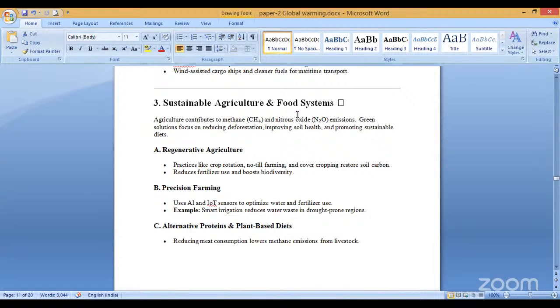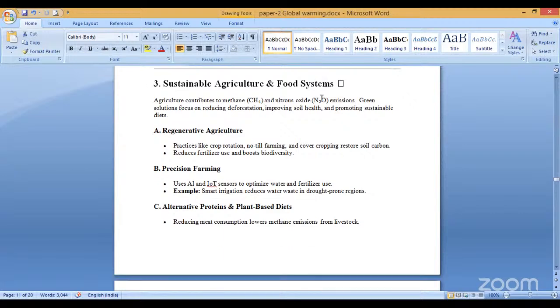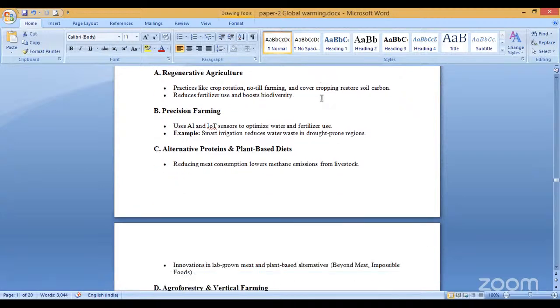Regenerative agriculture practices like crop rotation, no-till farming, and cover cropping restore soil carbon, reduce fertilizer use, and boost biodiversity. Precision farming uses AI and robotic sensors to optimize water and fertilizer use. For example, smart irrigation reduces water waste in drought-prone regions.